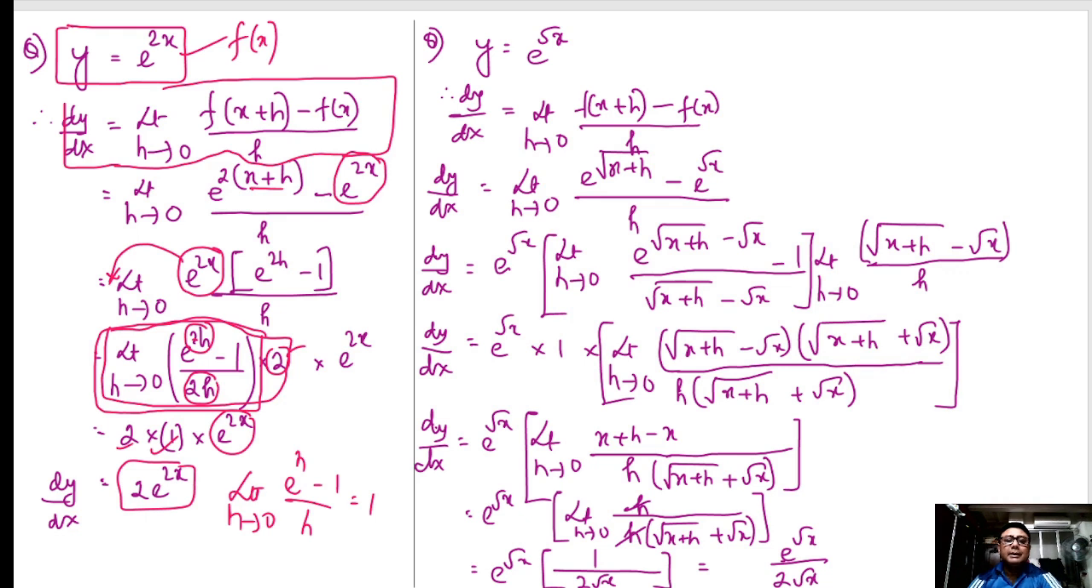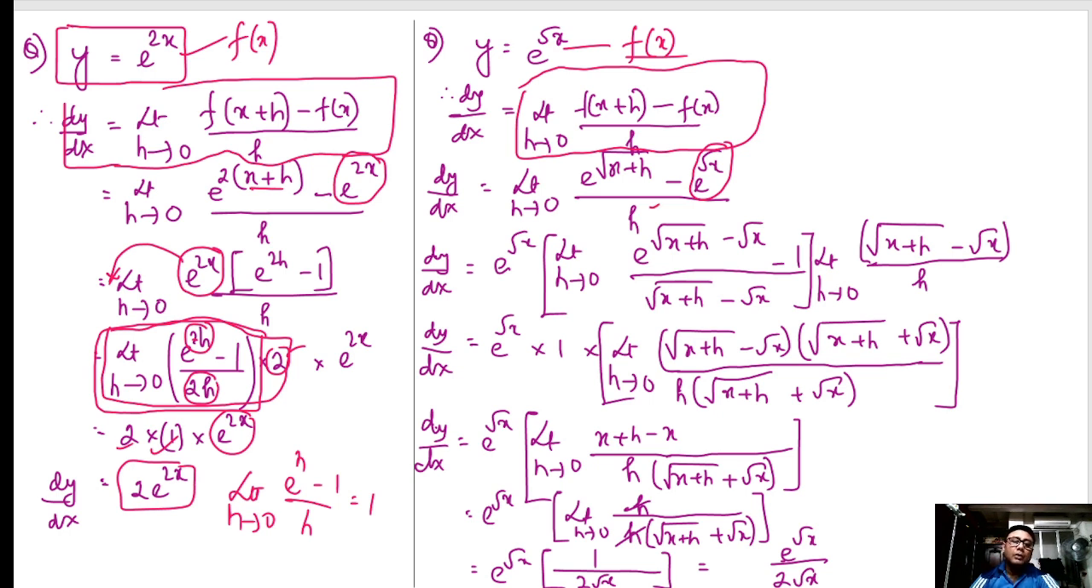Next is, this is the f(x), the function is e to the power root x. So now applying dy by dx, this is the first principle we are applying here. So in place of x I will put x plus h, so it becomes e to the power root of (x plus h) minus f(x), all over h.